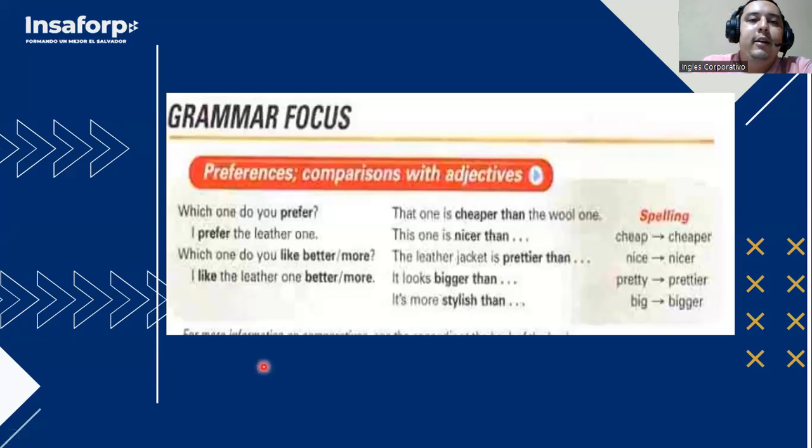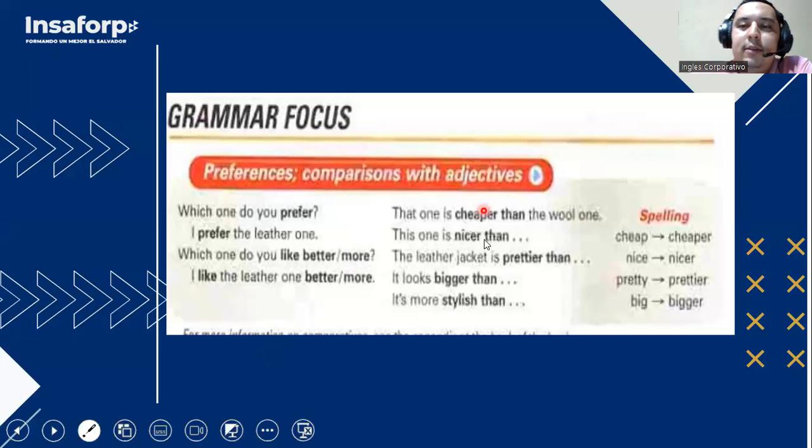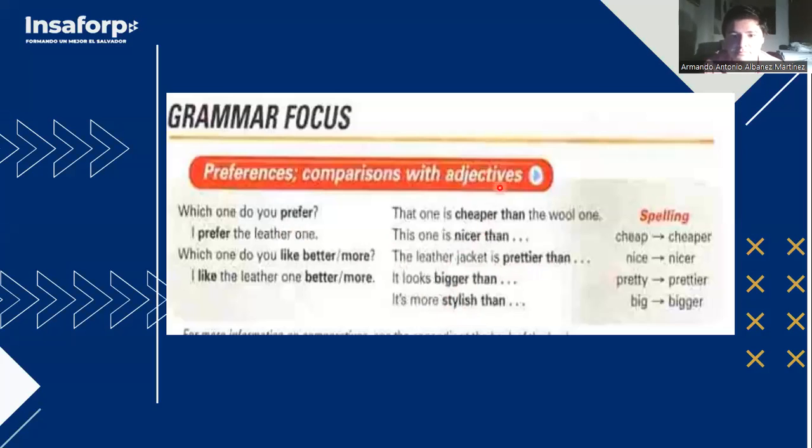Okay. Grammar focus: preference, comparison with adjectives. Guys, do you have an idea about what an adjective is? What can you tell me about an adjective? An adjective describes what we are talking about. In this case, we use adjectives to talk about prices: cheaper, nicer, prettier, bigger, stylish. These describe a specific thing. Cheaper describes something that costs very little. If we say nicer, that is comfortable or good for you.